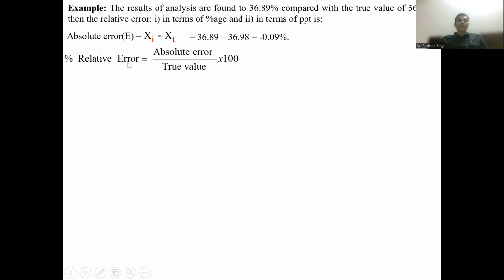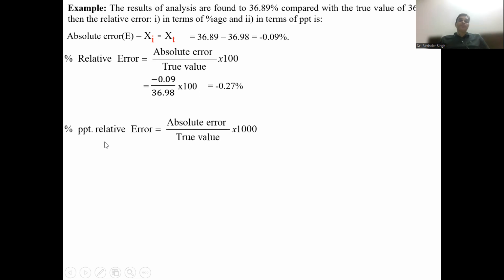Now the percentage relative error is equal to absolute error divided by true value multiplied by 100. Now put these values. Absolute error is 0.09, put it here, divided by true value. What is the true value? That is 36.98, multiplied by 100. The answer comes out to be minus 0.27%.